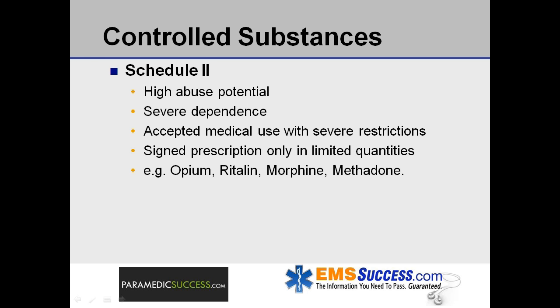Schedule 2 drugs have a high abuse potential and severe dependence liability, although they do have accepted medical use but with severe restrictions. This class of drugs is available through signed prescription only and in limited quantities. Examples include opium, Ritalin, morphine, and methadone.